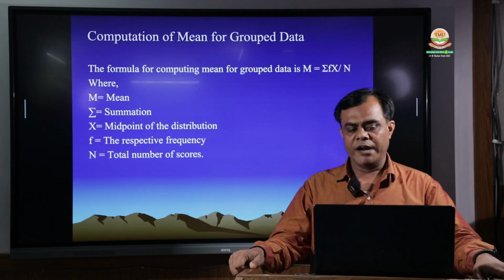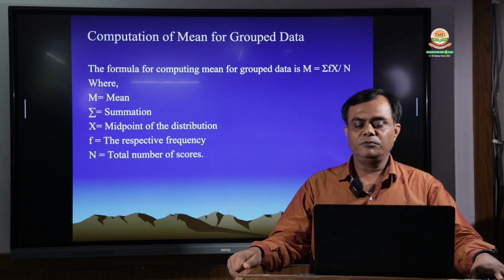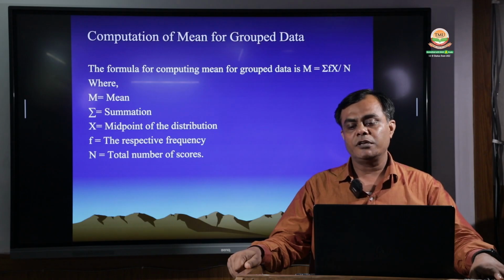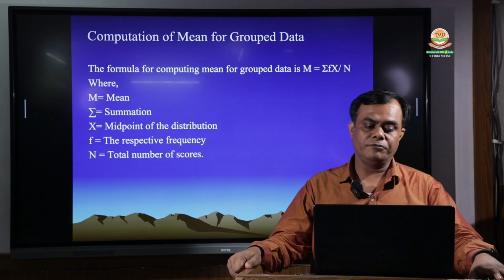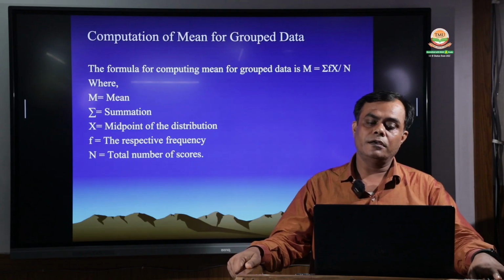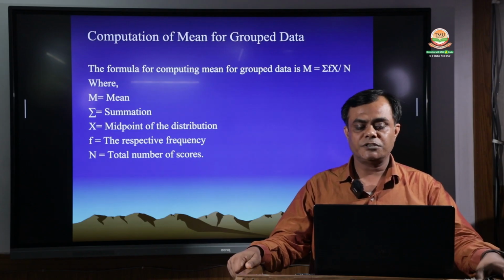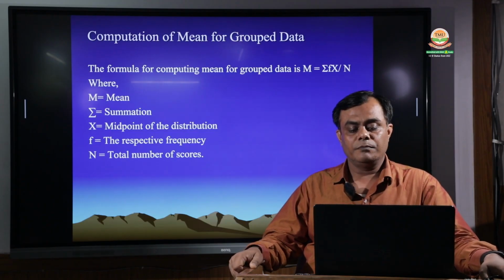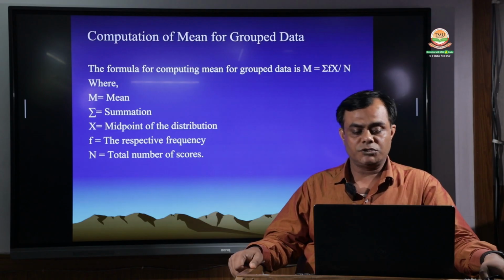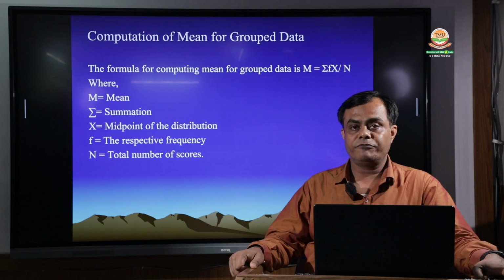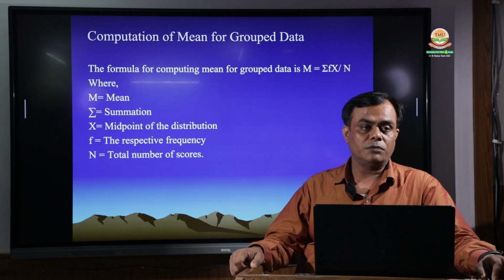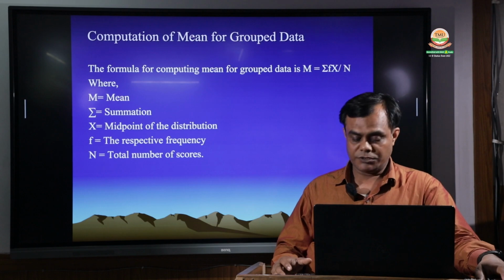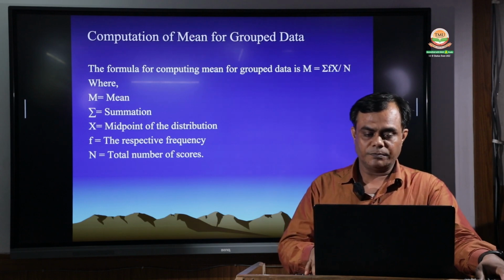computation of the mean of grouped data. The formula for the computation of the mean of grouped data is M is equal to sigma fx divided by n, where M is the mean, sigma is the summation of all the data, x is the midpoint of the distribution, f is the respective frequency, and n is the total number of scores, which is also related to the size of the population or the sample.